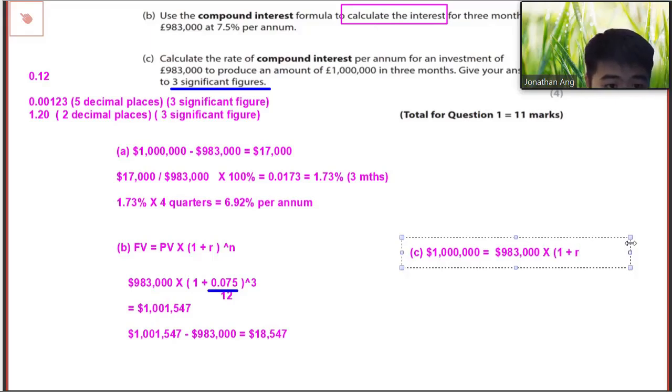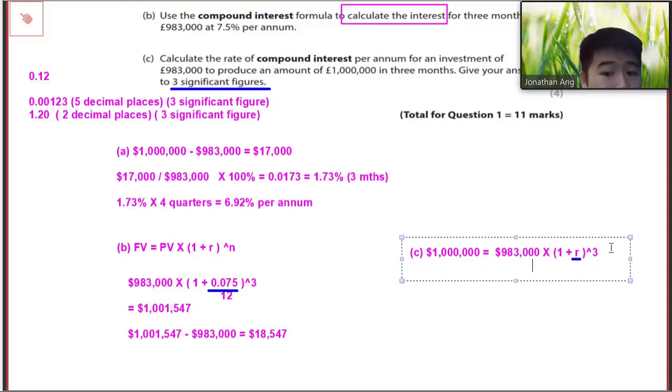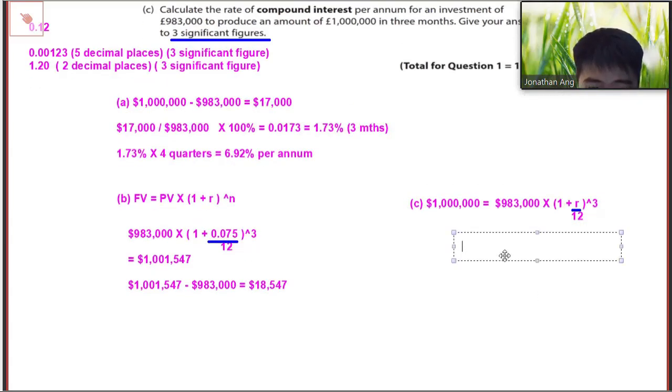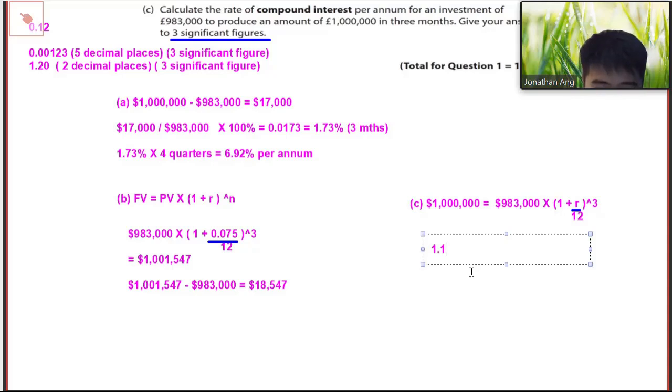Okay, so again, they want in 3 months, then close the bracket to the power of 3. Don't forget you have to divide it by 12. Divide the rate by 12, exactly the same as what we've calculated just now in part B. All right, we will use the same concept. So 1 million divided by 983,000, you will get 1.0173.